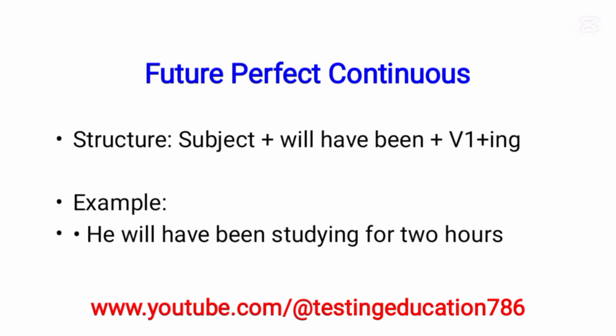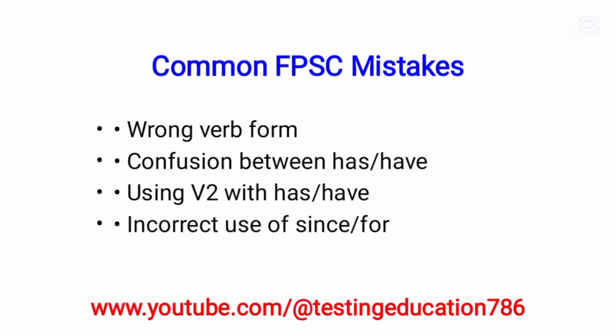So students, common FPSC mistakes are highlighted here. The first one is using wrong verb forms. The second one is confusing has and have. The third one is using second form of verb after has or have. The fourth one is wrong use of since and for. Avoid these mistakes to score maximum marks.